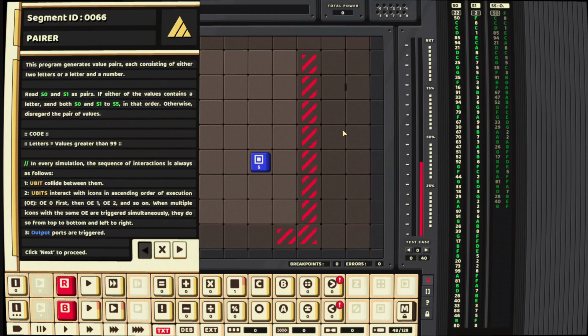Pairer generates value pairs, each consisting of either 2 letters or a letter and a number. Okay, but as far as I care about, those are just numbers. Oh, maybe it asks me to care about the difference? Read X and Y as pairs. If either is a letter, letters are values greater than 99. Okay. Well, not all of them, because for example, like 181 is a pixel or something, or 180. And, right? Like, ellipses were, I don't know.